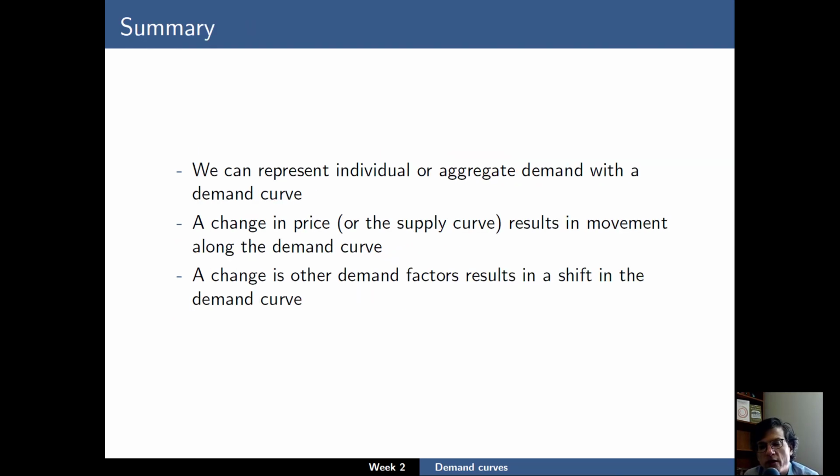So, we can represent individual or aggregate demand using a demand curve. A change in price or a change in the supply curve results in movement along the demand curve. A change in any other demand factors results in a shift in the demand curve.